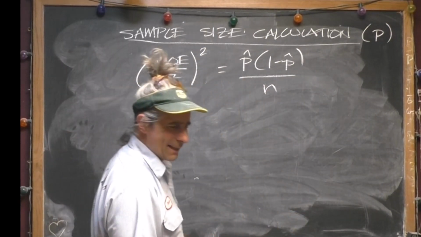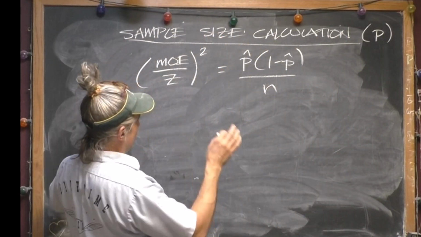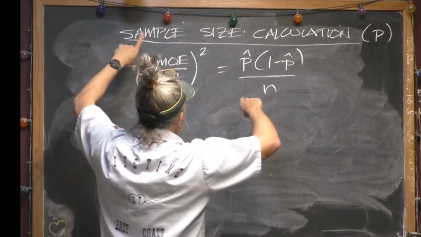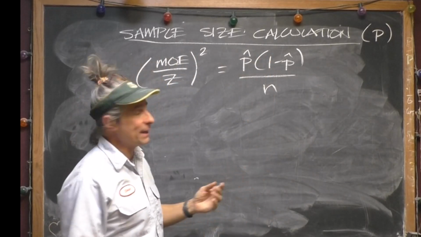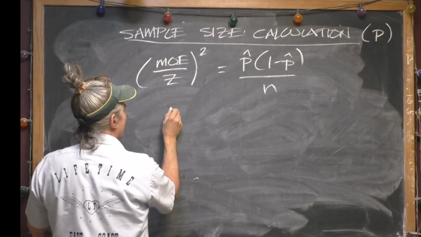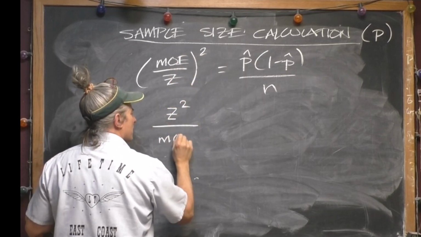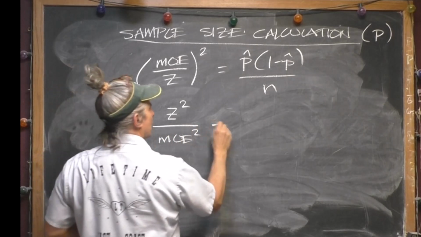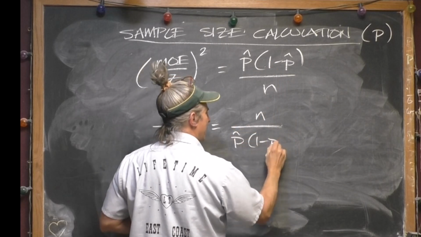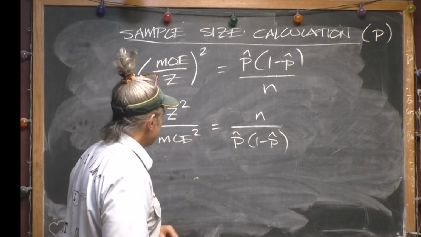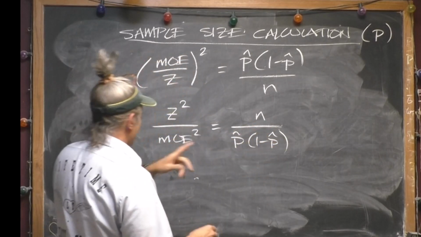I don't know about you, it's kind of annoying that the n is in the denominator over there. But since this whole thing is just a proportion, these are both fractions, right? I'm going to take them and just flip them both, because they would be equal to each other that way. And I'm also going to square each of these pieces. So you got z squared over margin of error squared equals n over P hat times 1 minus P hat. Okay, we're almost done. All we got to do is move this, which is just a number, over to this side.